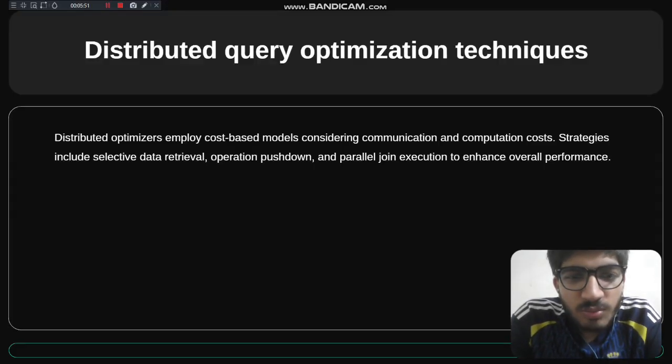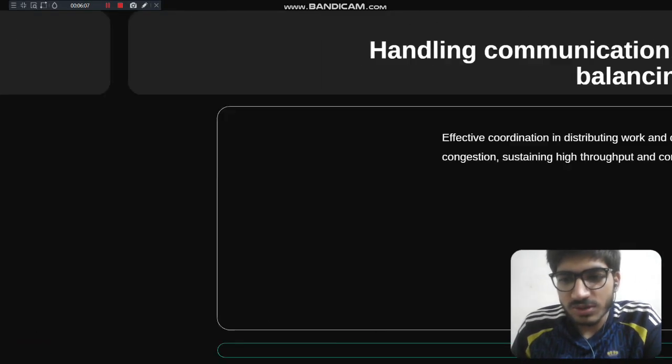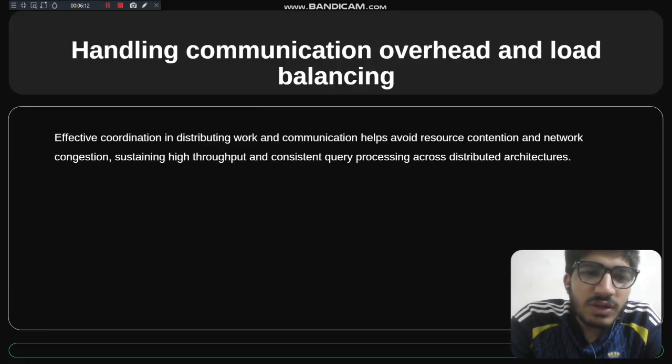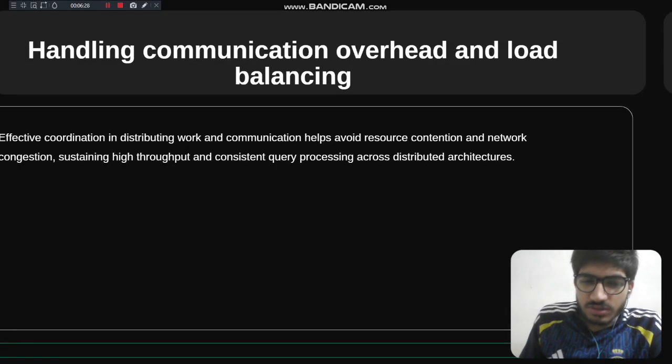Distributed optimizers employ cost-based models considering communication and computation costs. Strategies include selective data retrieval, operation pushdown, and parallel join execution to enhance overall performance. Handling communication overhead and load balancing: effective coordination in distributing work and communication helps avoid resource contention and network congestion, sustaining high throughput and consistent query processing across distributed architectures.